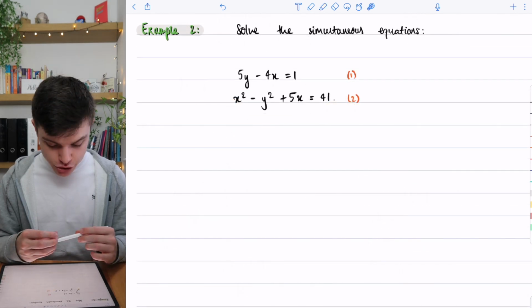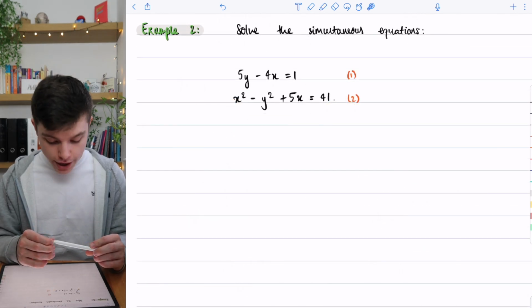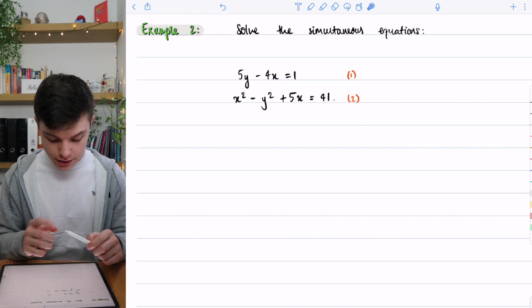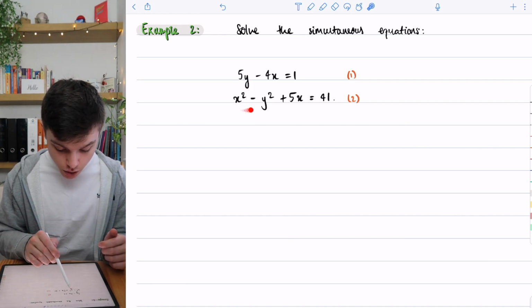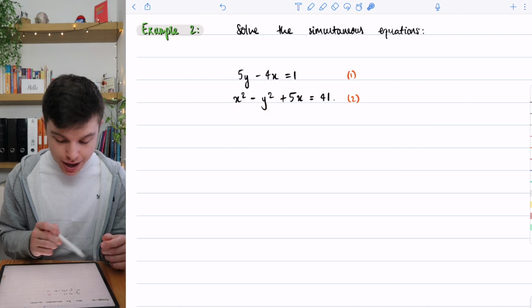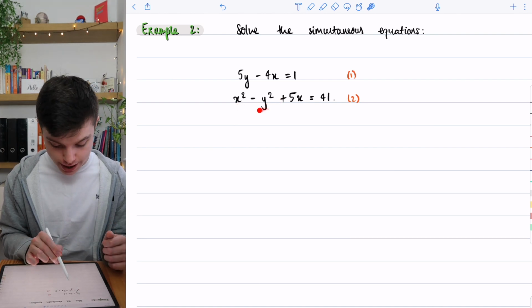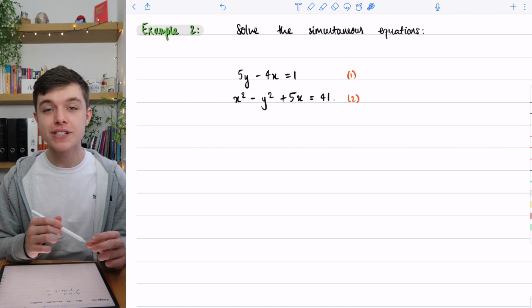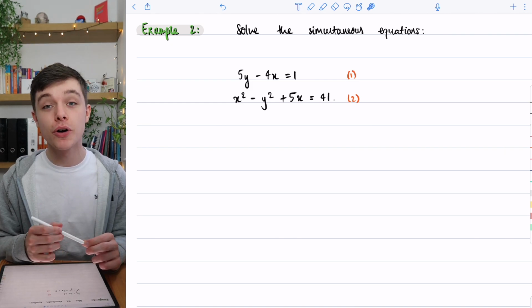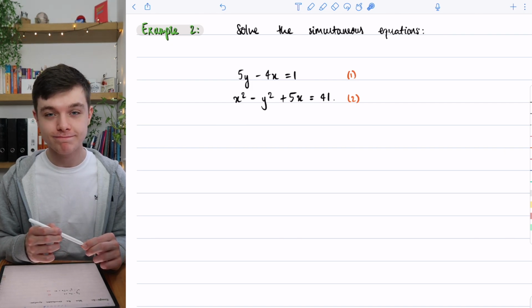Example 2 says solve the simultaneous equations. We've got a linear and a quadratic one again. Here we've got a quadratic for both x and y. We've got x squared and minus y squared here. Okay, so press pause and have a go if you want to, and then we'll work through the answer.